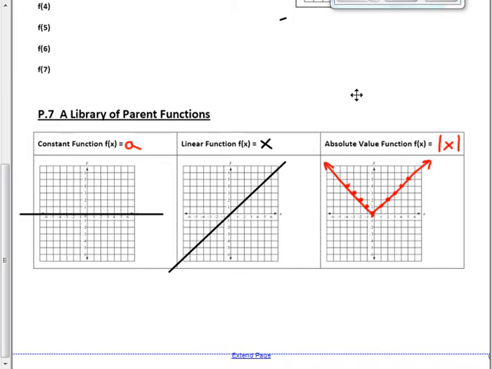Well, let's take a look at these parent functions. P7 is just kind of a library of them. These are things that you should keep in mind, things that you should be looking for.